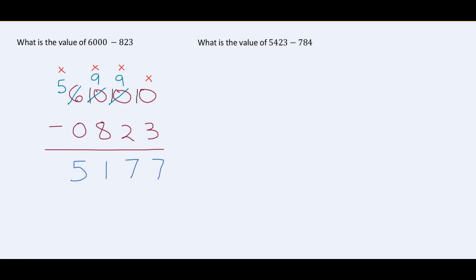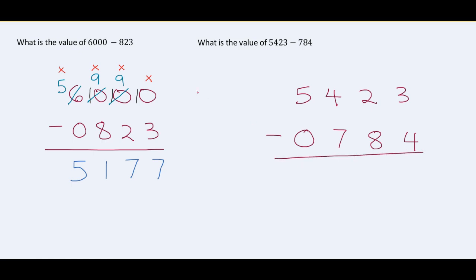Now the last example we have 5,423 minus 784. So we have 4 in the ones place, we have 8 in the tens place, and we have 7 in the hundreds place. There is no number in the thousands place for this number, so we replace that with a 0. We're going to start from the right hand side here.